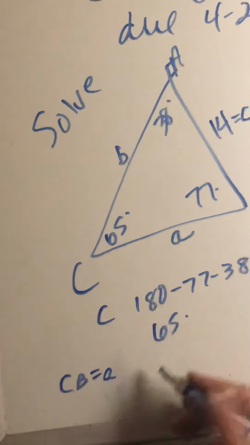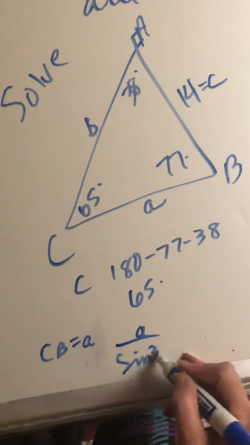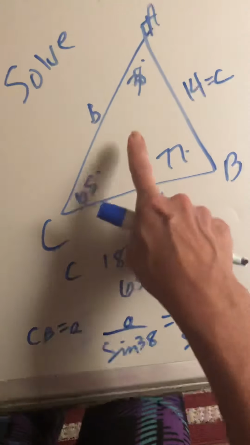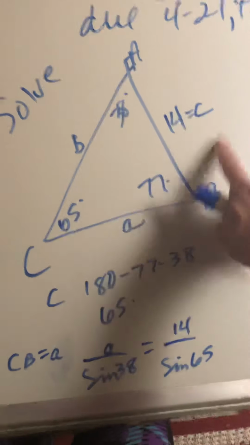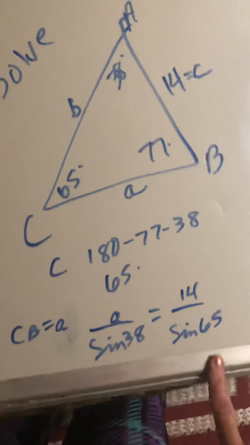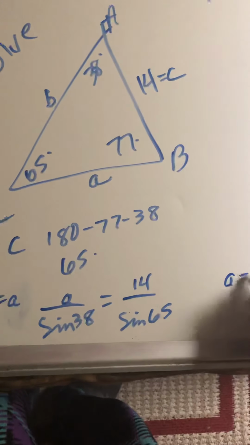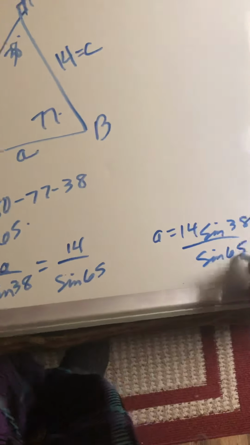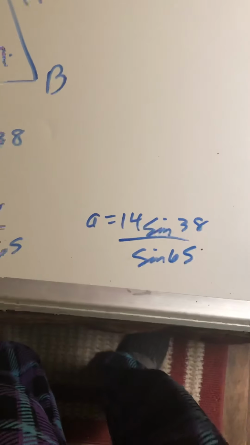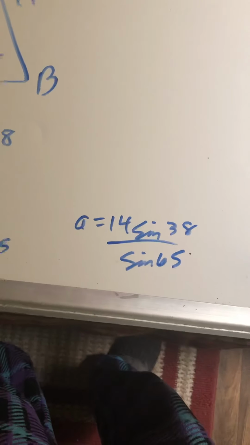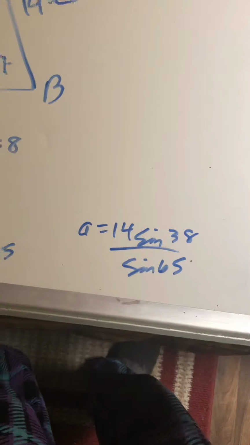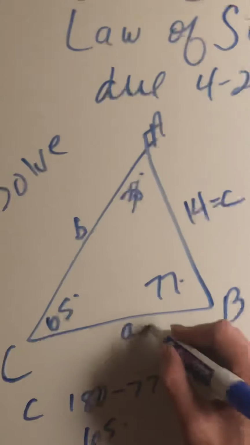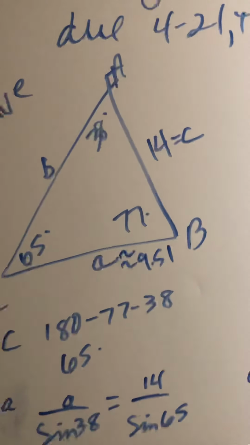CB is A. So I'd put A over sine 38 equals 14 over sine 65. A over sine 38, 14 over sine 65, because they're opposites. Then there's one move to make, so A equals 14 sine 38 divided by sine 65. Then type that in your calculator. 14 sine 38, close parentheses, divided by sine 65. Hit enter. You get about 9.51. So side A is about 9.51.